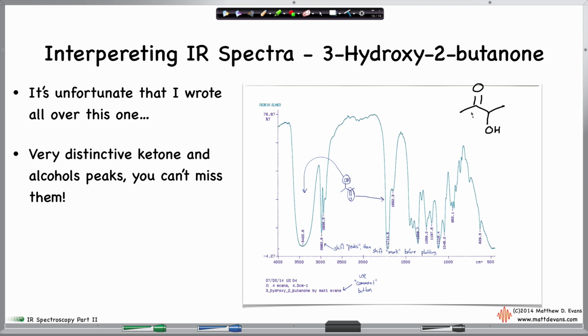Keep in mind, too, the name is such that the carbonyl outranks the OH. That's why the OH, the hydroxy, is at the third carbon, and the butanone, the ketone, takes precedence in this name. So here's that carbonyl absorption right here. This is the stretch, and of course we've got a very large alcohol peak as well. So everything that we expect to see is there: carbonyl and OH absorption.